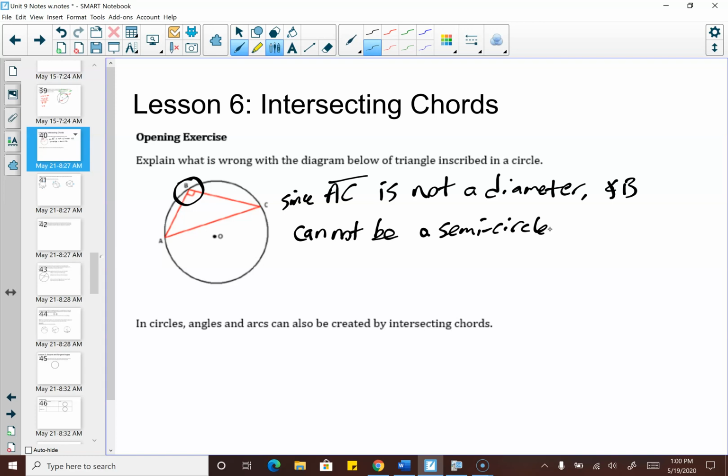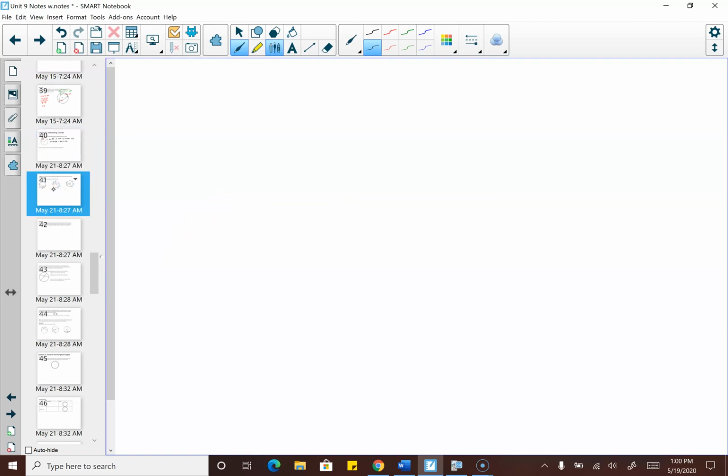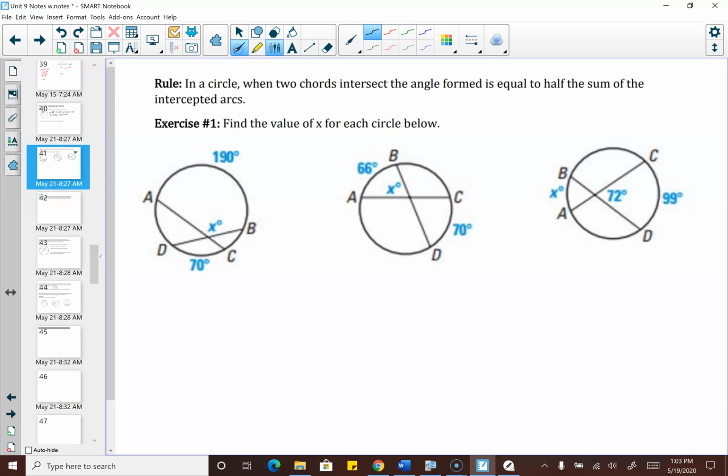So in circles, angles and arcs can also be created by intersecting chords. So like I said, we're going to expand a little bit more on our rules here. Our first rule we want to talk about is in a circle, when two chords intersect, the angle formed is equal to half the sum of the intercepted arcs. So these are when we have angles that are not inscribed because the vertex is not on the circle, and they're not central because the vertex is not in the middle. They're just kind of like floating around somewhere randomly in the circle.